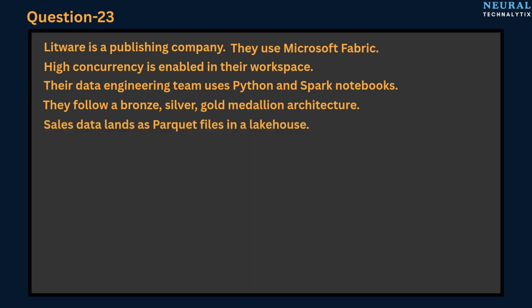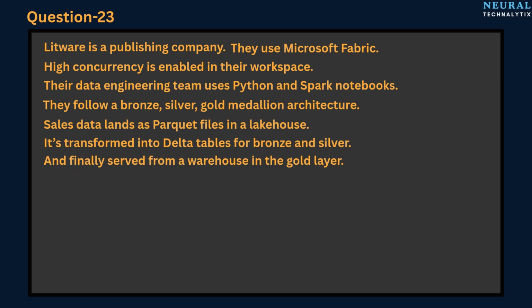Sales data lands as Parquet files in a lakehouse. It's transformed into Delta tables for bronze and silver. And finally, served from a warehouse in the gold layer.